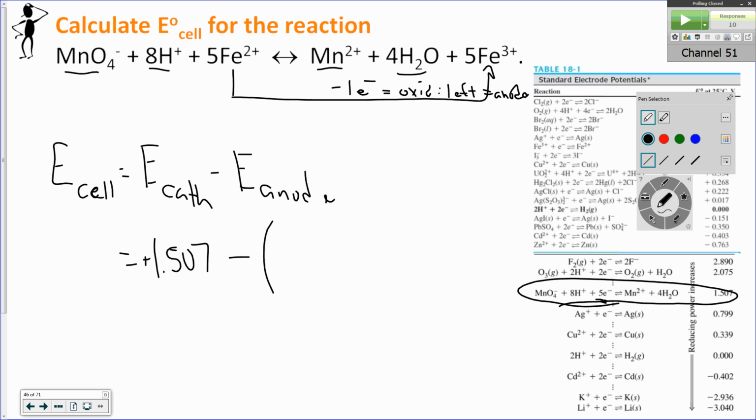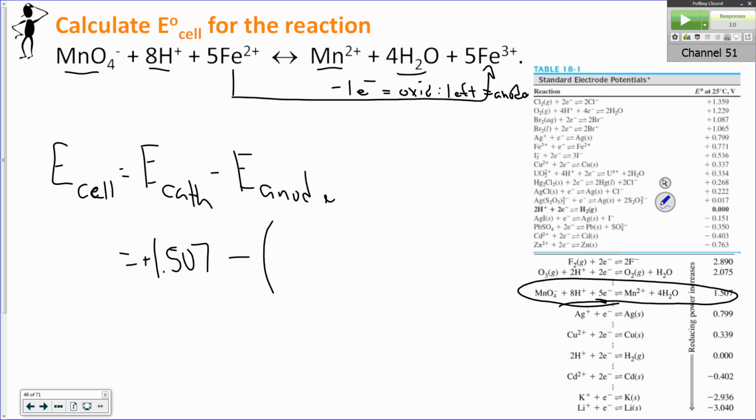And I find E anode, so E anode is the iron, and this is the important thing. Even though it's listed in mine, it's the oxidation of Fe2 plus, losing an electron to iron 3 plus. This is what's occurring in mine. Everything that's in the tables is always as reduction. So what that means is I need to switch it around to reduction, just reverse it.